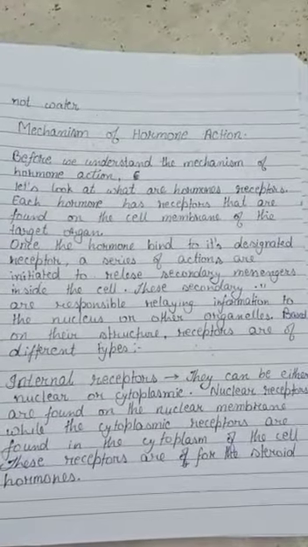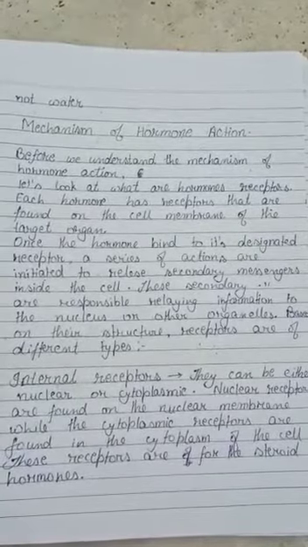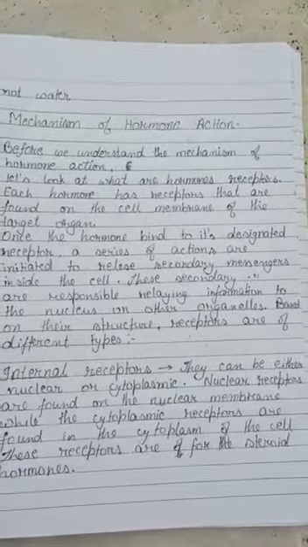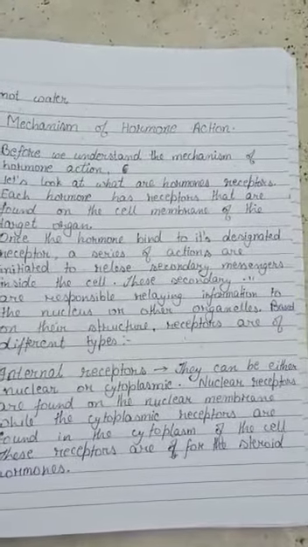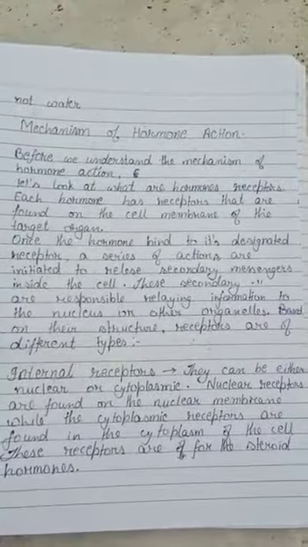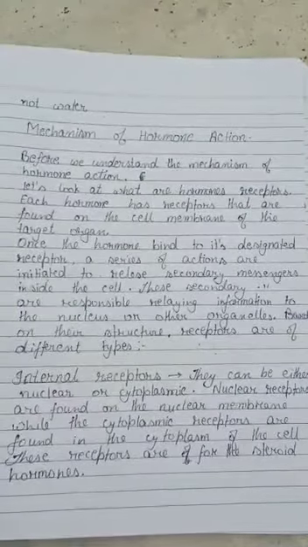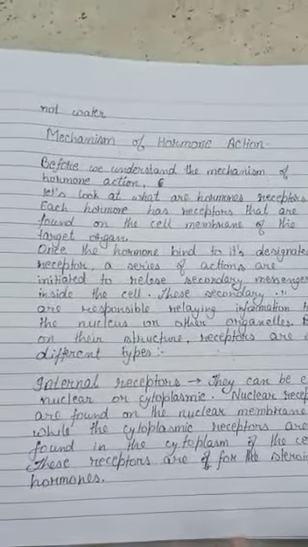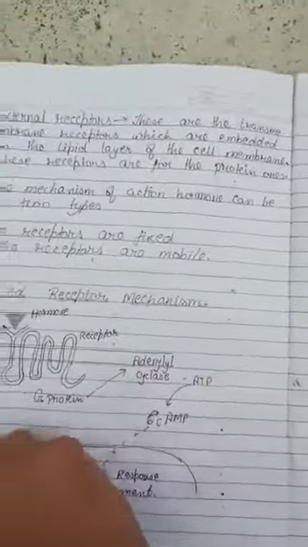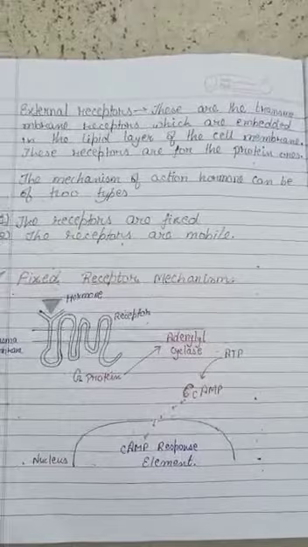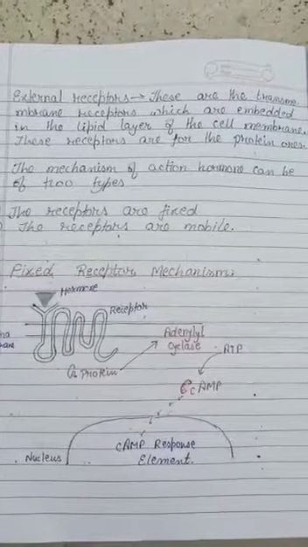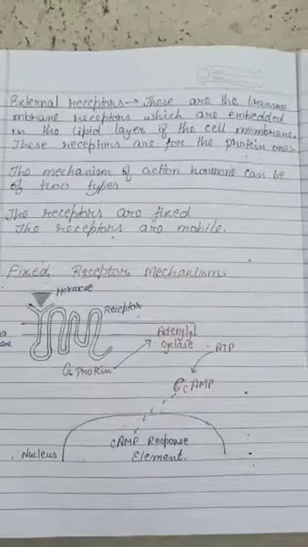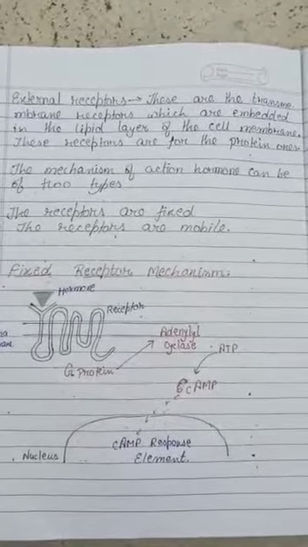Based on their structures, receptors are of different types: internal receptors and external receptors. Internal receptors can be either nuclear or cytoplasmic. Nuclear receptors are found on the nuclear membrane, while the cytoplasmic receptors are found in the cytoplasm of the cell. These receptors are for the steroid hormones. External receptors are the transmembrane receptors which are embedded in the lipid layer of the cell membrane. These receptors are for the protein hormones.